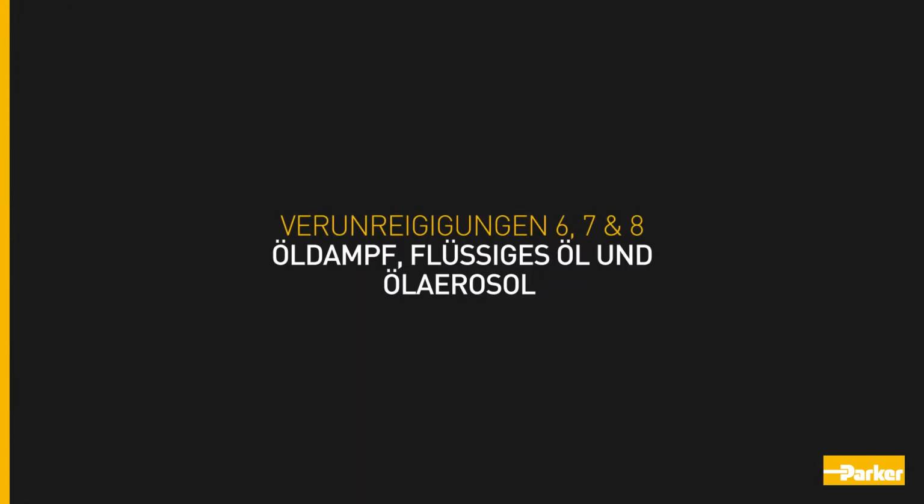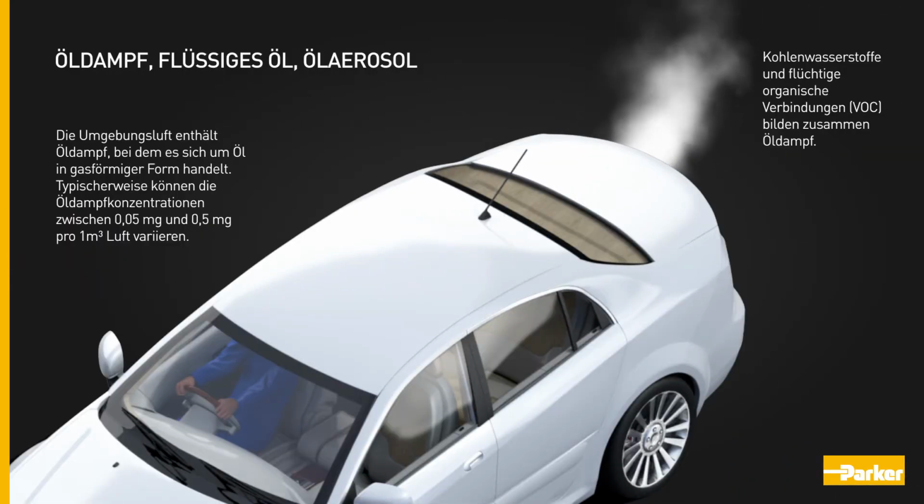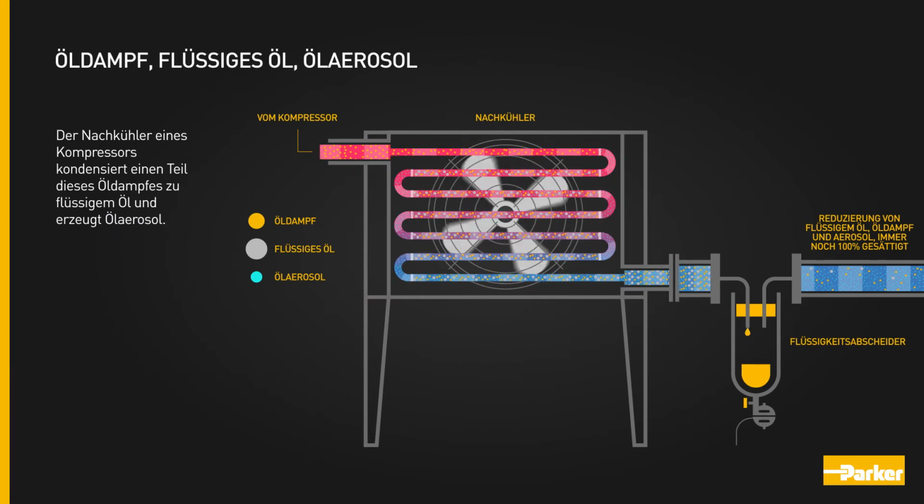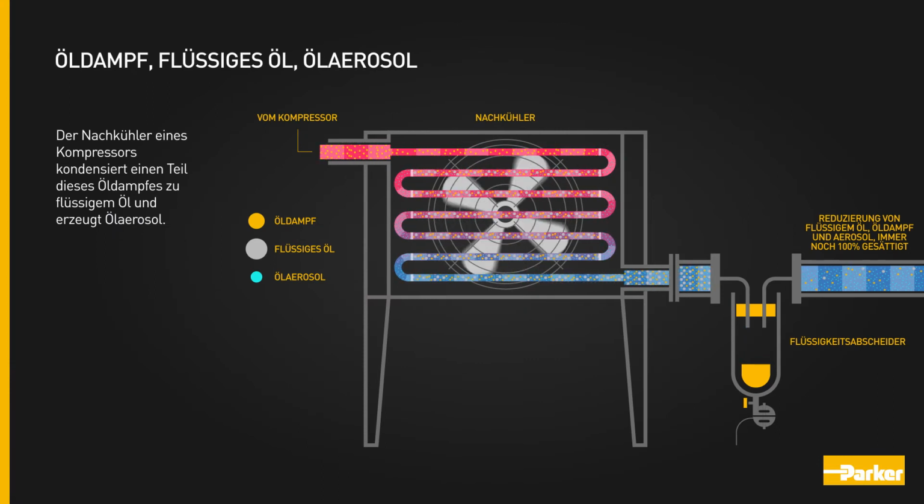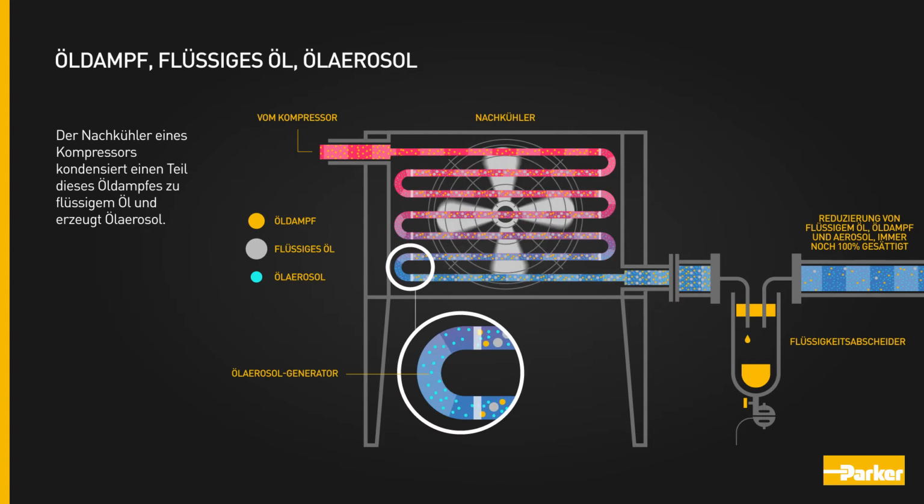Contaminants 6, 7 and 8: oil vapour, liquid oil and oil aerosol. Ambient air contains oil vapour, which is oil in a gaseous form. Typically, oil vapour concentrations can vary between 0.05 milligrams and 0.5 milligrams per cubic metre of air. An air compressor's aftercooler will condense some of this oil vapour into liquid oil and create oil aerosol.